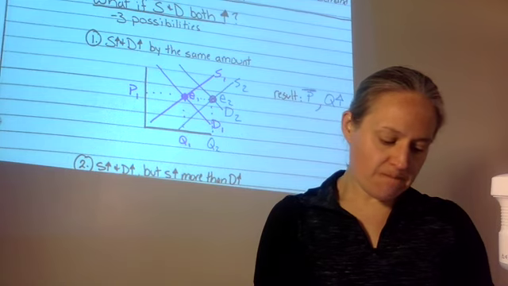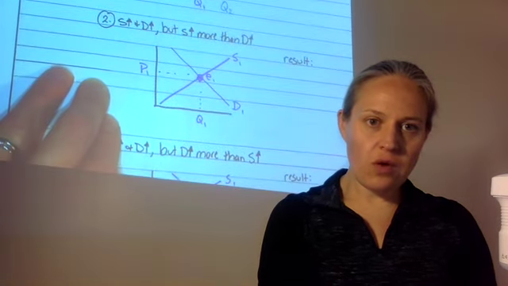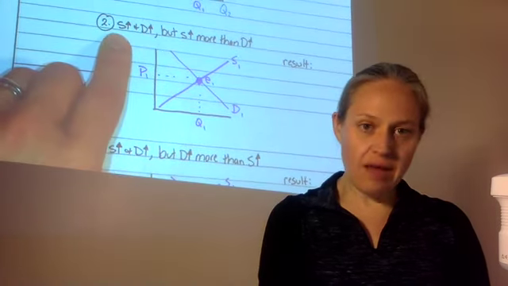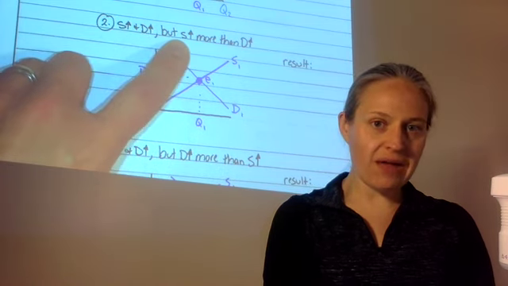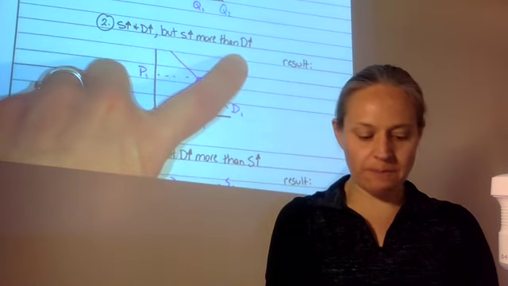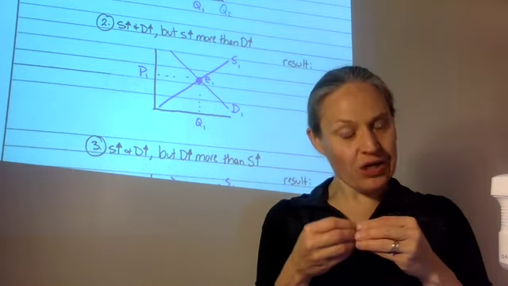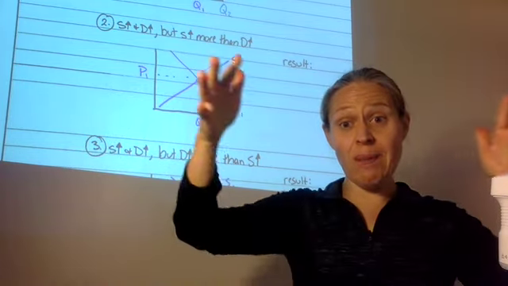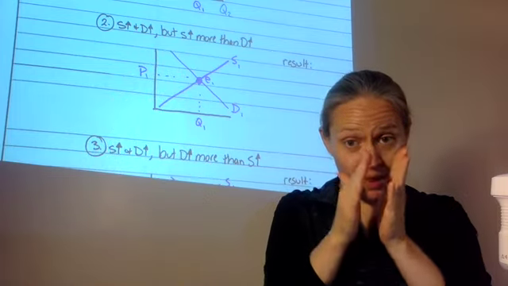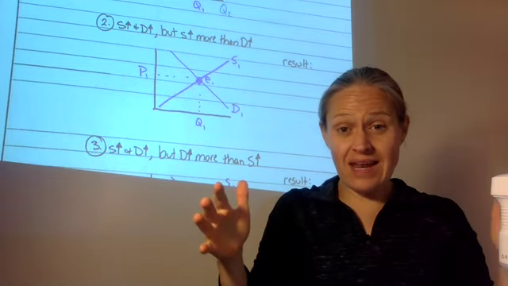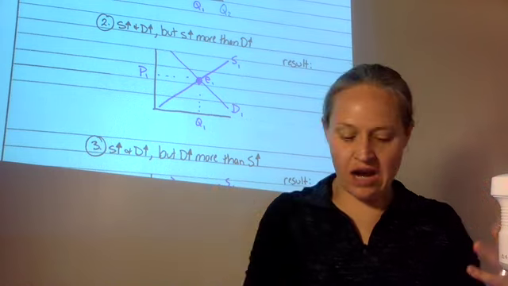Okay. Number 2, what happens if supply goes up and demand goes up, but supply goes up by more than demand goes up? So supply going up by more than demand goes up, we can think of that as supply is going to go up a lot, demand is going to go up a little. So we want to make that as exaggerated as we can in our chart.